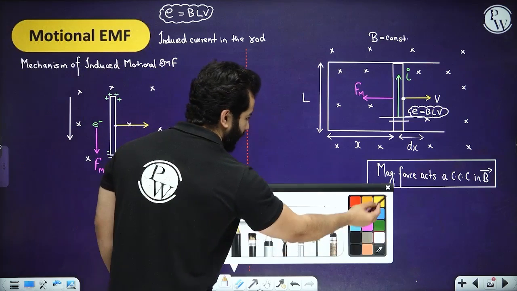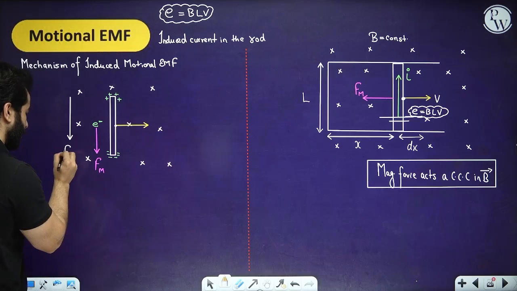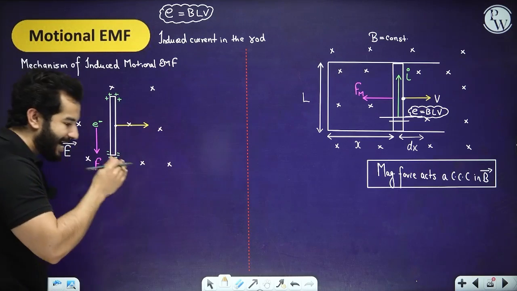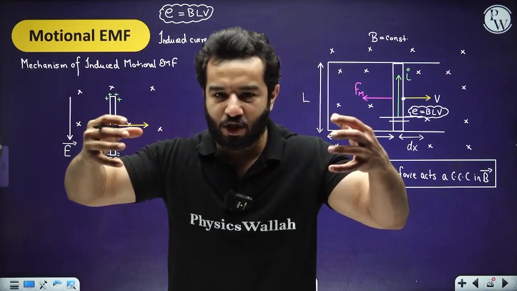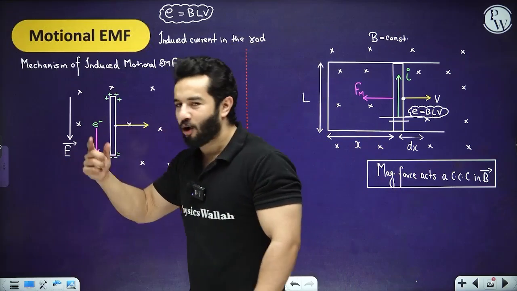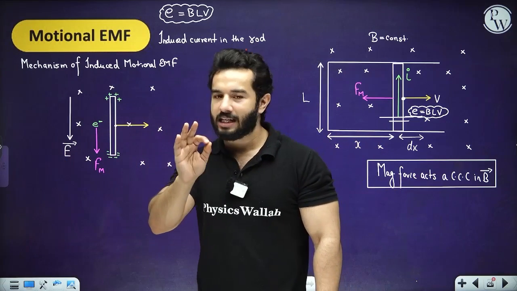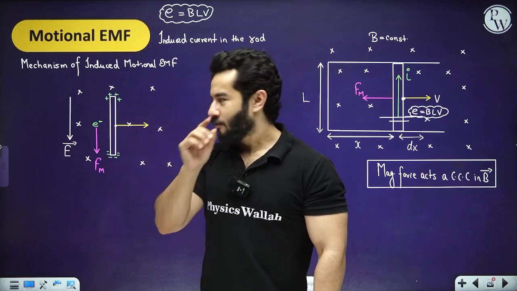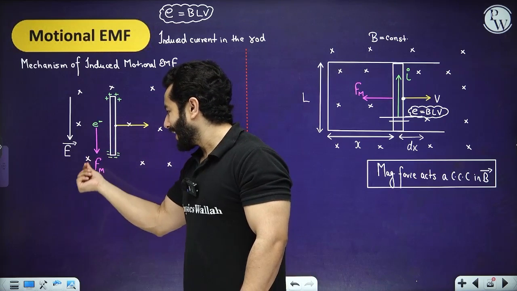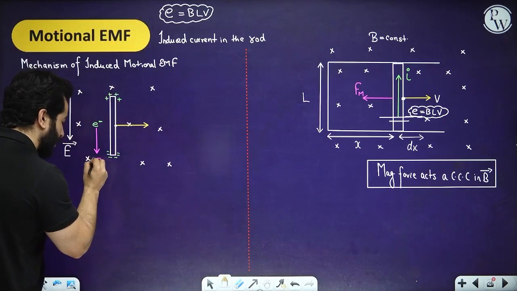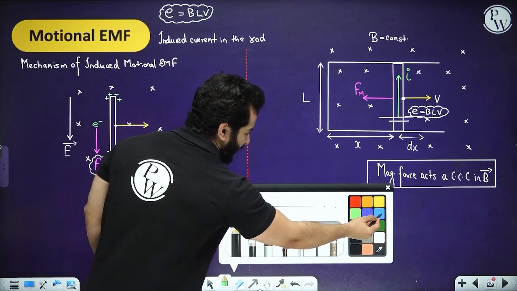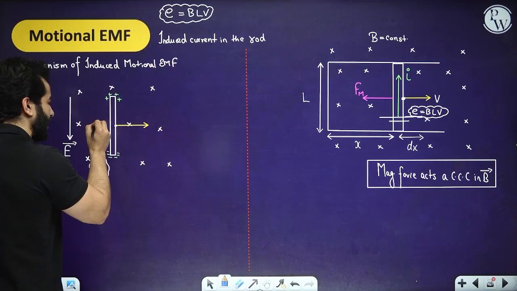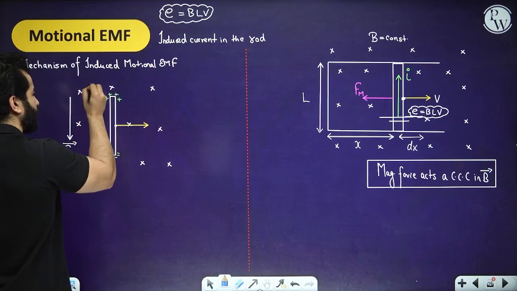There will also be an electric field produced. And as the magnetic force keeps on separating the charges, this electric field will also increase in magnitude. Now think about a situation. We have an electron, on it a magnetic force is acting in the downward direction, and similarly an electrostatic force will act in the upward direction, isn't it?